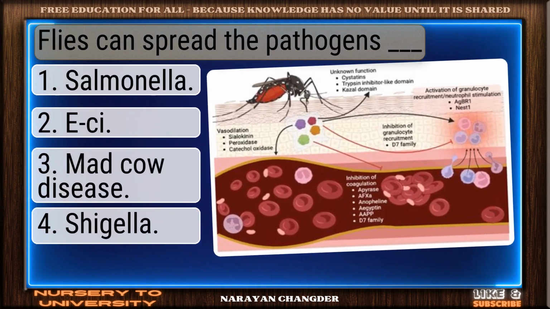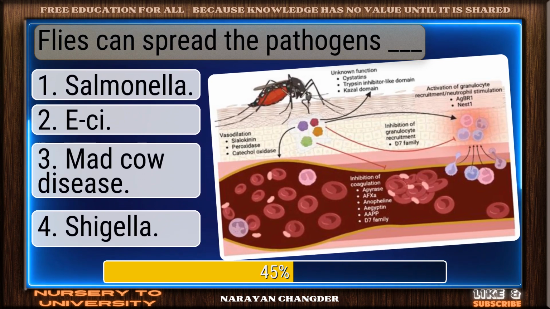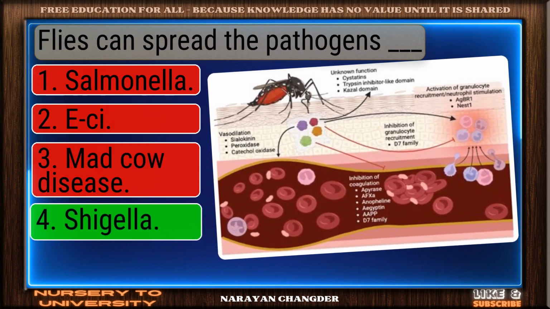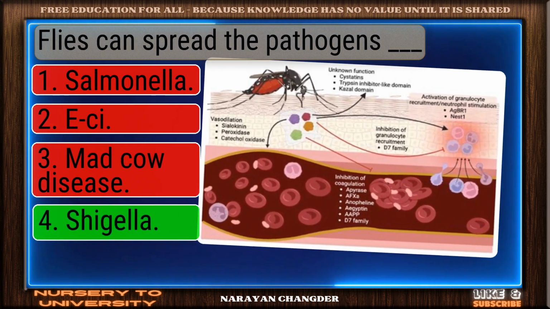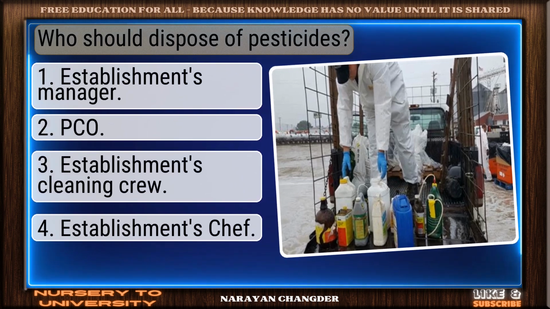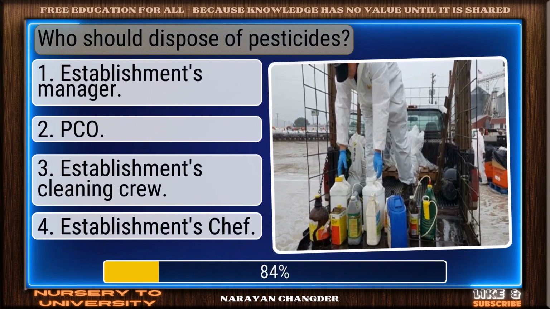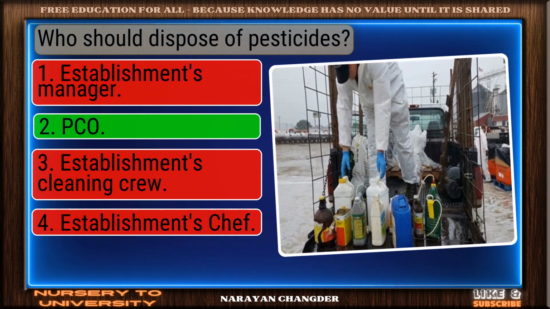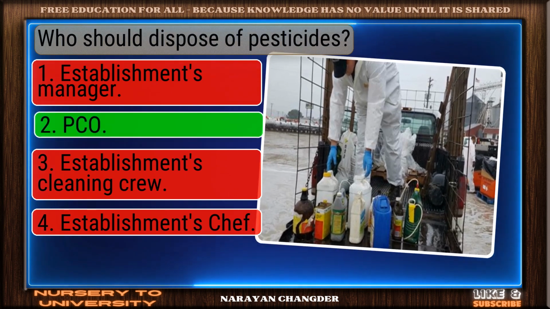Flies can spread the pathogens dash. Perfect. Shigella is the correct choice. Who should dispose of pesticides? You got it. Your choice is right.